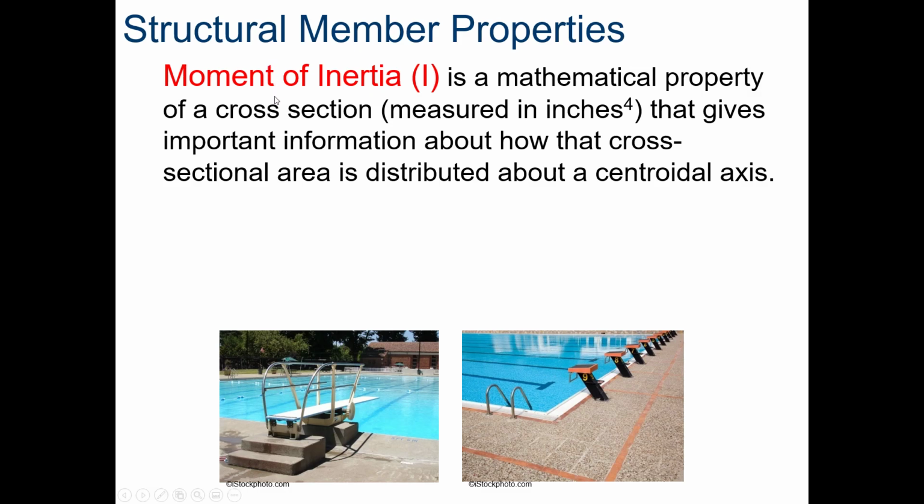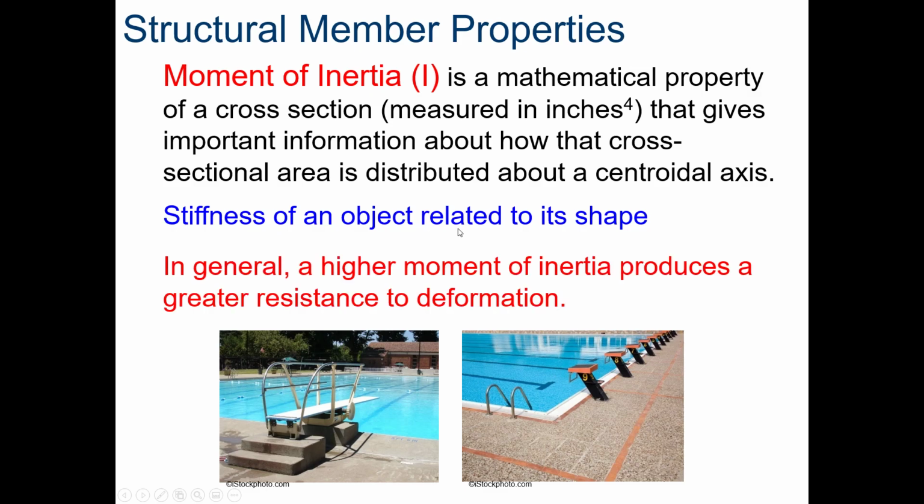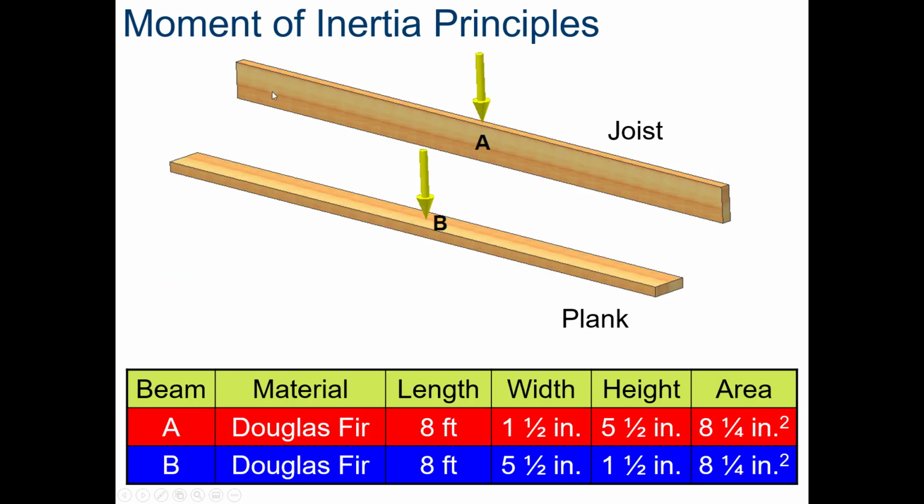So, of course, a little thin stick is weak, and a big, gigantic, thick log is strong. But also, if you do have a big 2x4 or something like that, it does depend which direction you hold it, and it does become stronger. So moment of inertia is the stiffness of an object related to its shape. In general, a higher moment of inertia produces a greater resistance to deformation, so it doesn't want to bend as much, in other words.